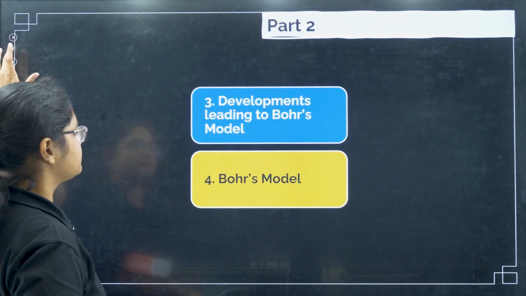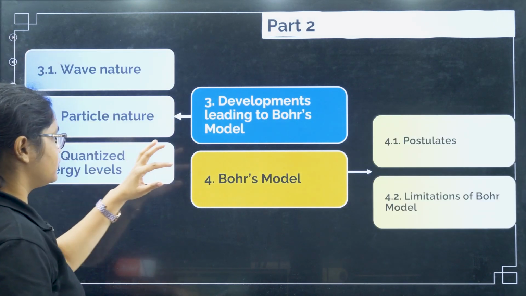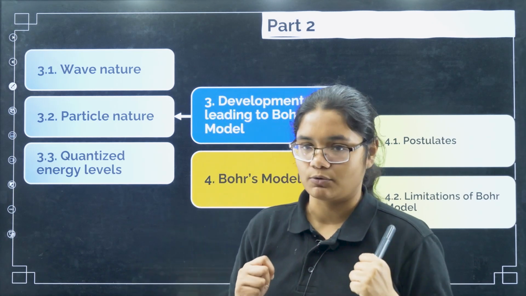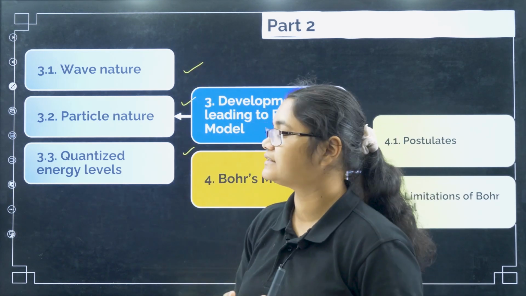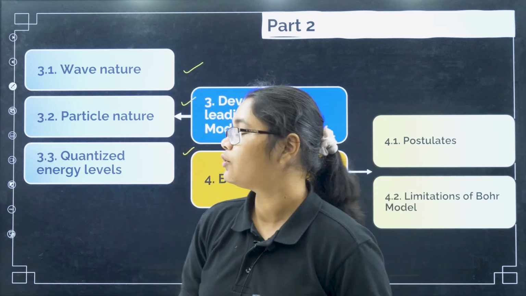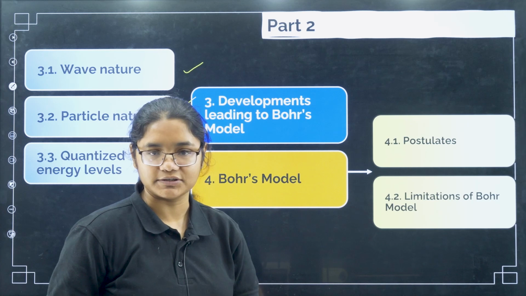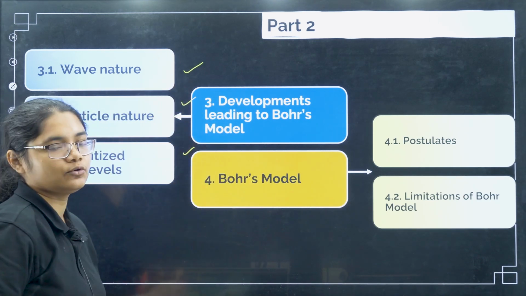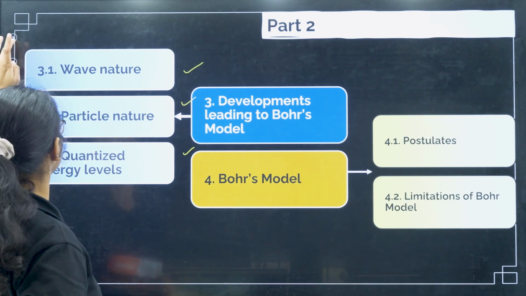Now we will go to the next part, that is how Bohr's model came into existence. Okay, so what all developments were happening that gave us Bohr's model? On that we have the wave nature, the particle nature and the quantization of the energy levels. Next, what was Bohr's model? We'll see the postulates and the limitations. Before Bohr gave his model, there were three developments that took place: wave nature, particle nature and quantized energy levels.